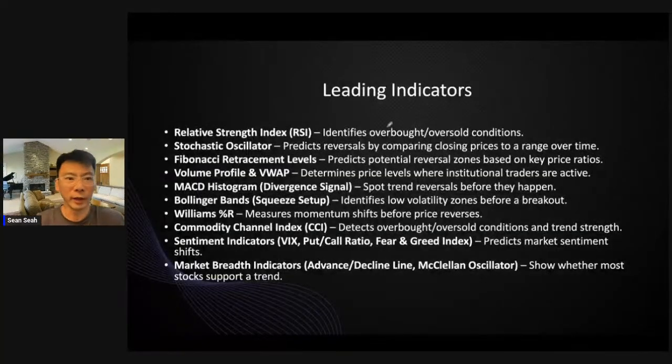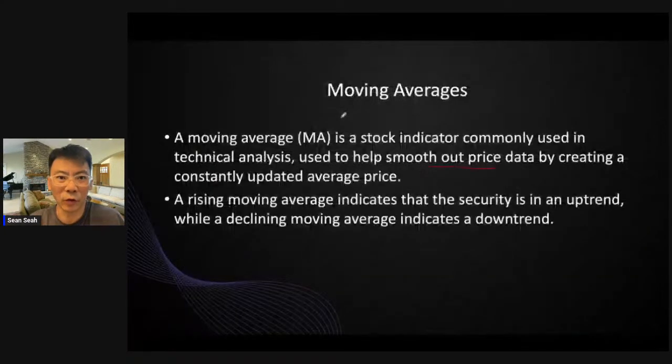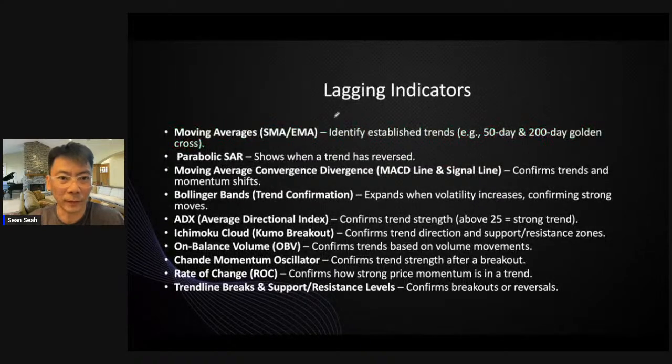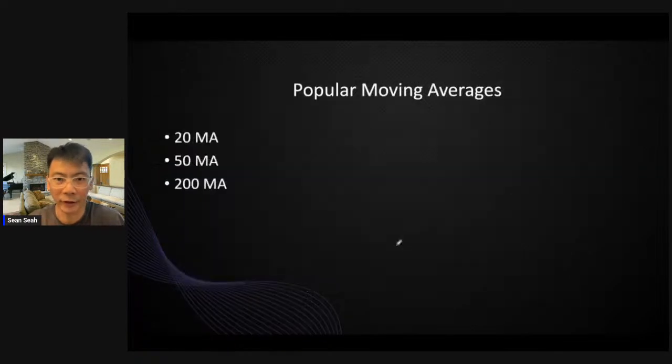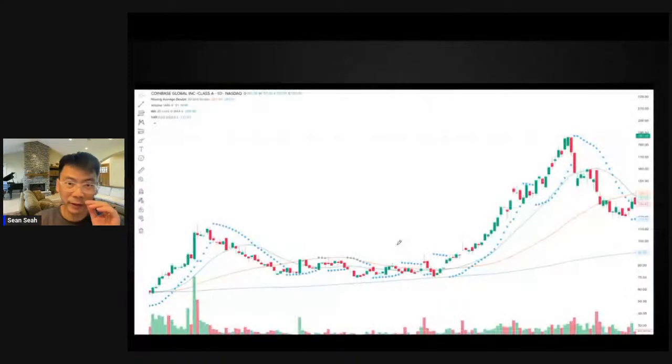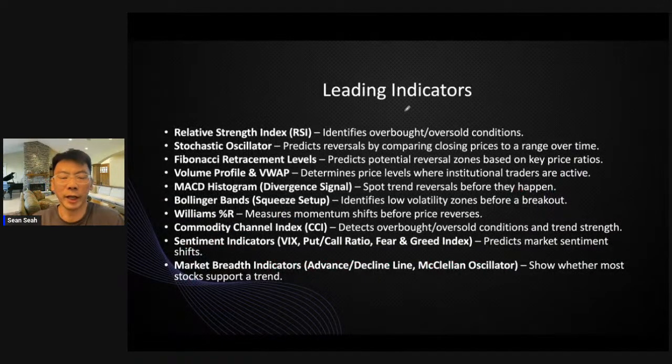Okay, now let's talk about leading indicators. Again, lagging indicators are for confirmation. They will tell you what the trend is and things like that. Now let's go to leading indicators. Leading indicators are predictive. Okay, what do I mean by predictive? So let me use some examples.